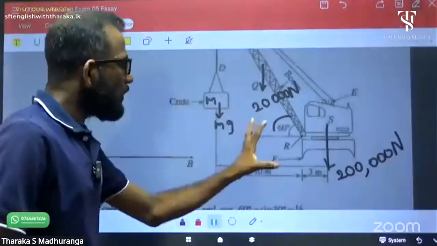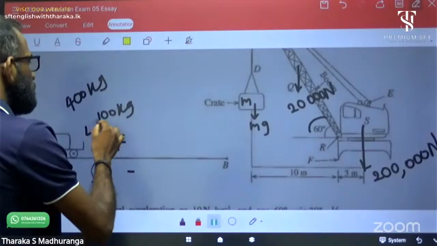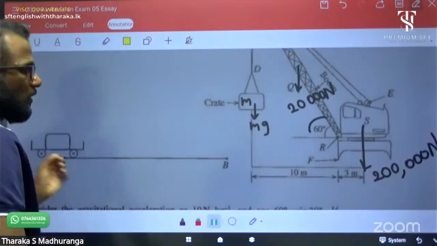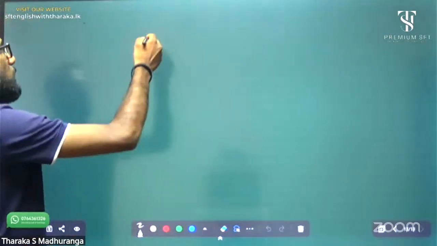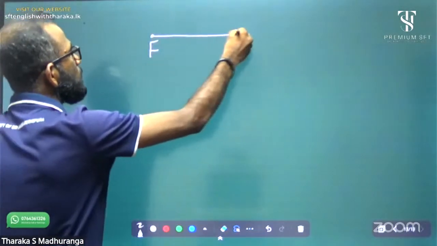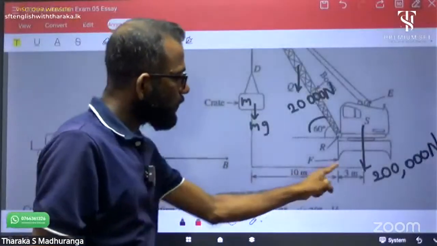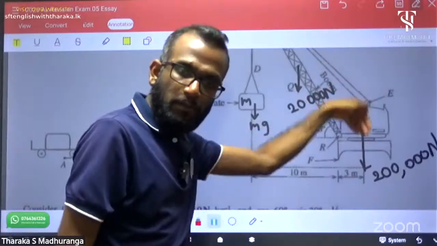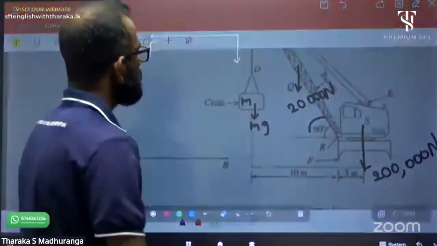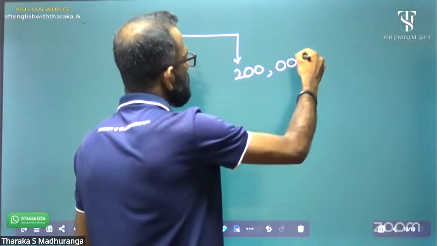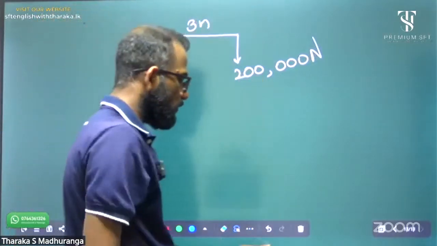Now you can draw a simple diagram for easy calculation of the question. This is the F axis. Three meters away, there is a perpendicular force, the weight of the crane. It is 200,000 Newton, already there, 3 meters away, a perpendicular force.